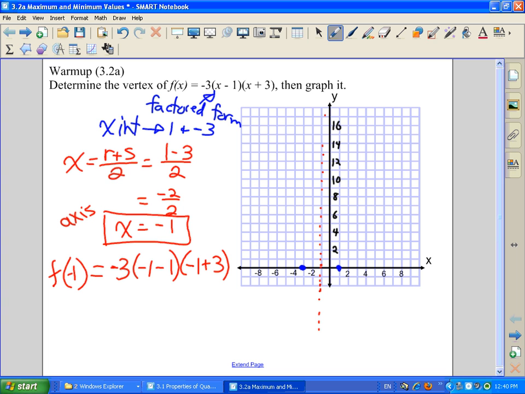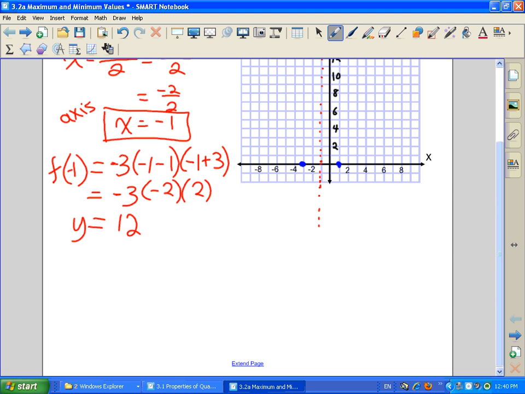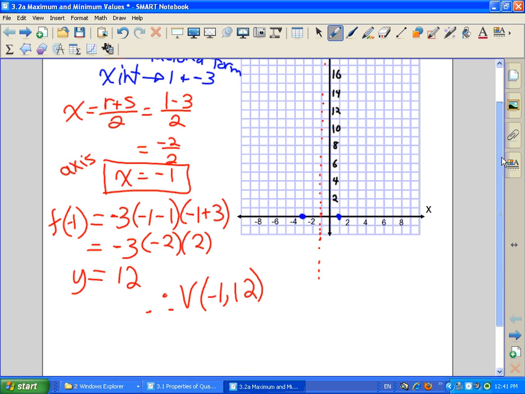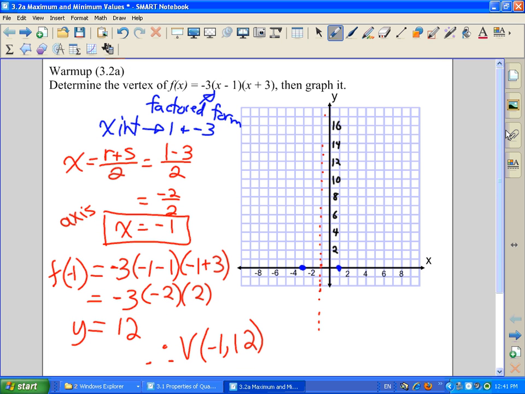And then we can find the y coordinate of our vertex. So subbing that in, simplify quickly, and we get that our y value, or f at -1, equals 12. So what does that tell us, folks? Therefore, our vertex is -1 and 12. So we can start by plotting that.